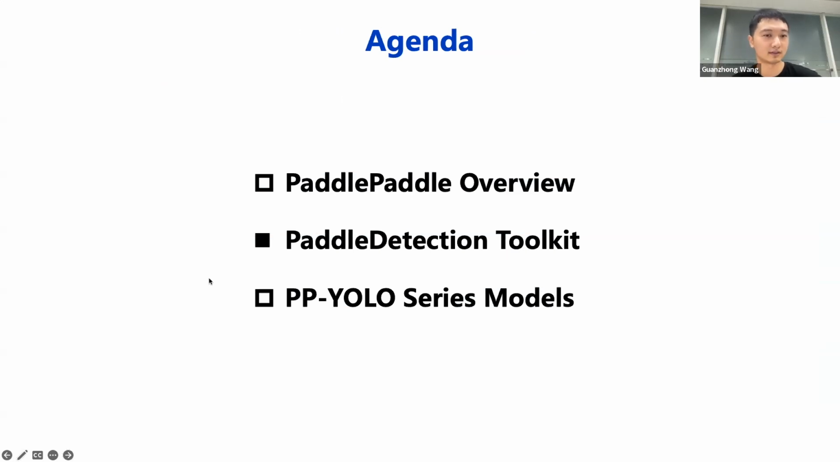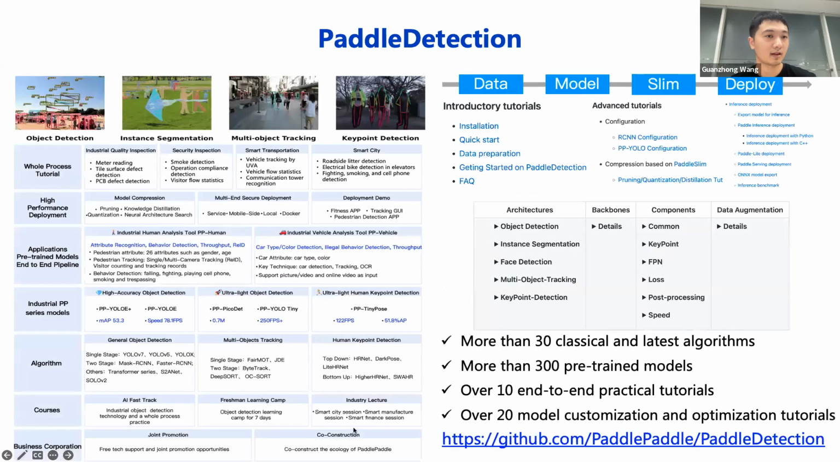Okay, so the second part is about the PaddleDetection toolkit. PaddleDetection is an end-to-end object detection development kit based on PaddlePaddle, providing over 30 algorithms and over 300 pre-trained models. It covers object detection, instance segmentation, multi-object tracking, and key point detection. On one hand, we provide classical and latest algorithms in different directions. On the other hand, we have industrial PP series models like PP-YOLO for high accuracy object detection, PP-PicoDet for object detection on mobile side, and PP-TinyPose for ultralight human key point detection. They could achieve the best balance between precision and efficiency on different devices and tasks.